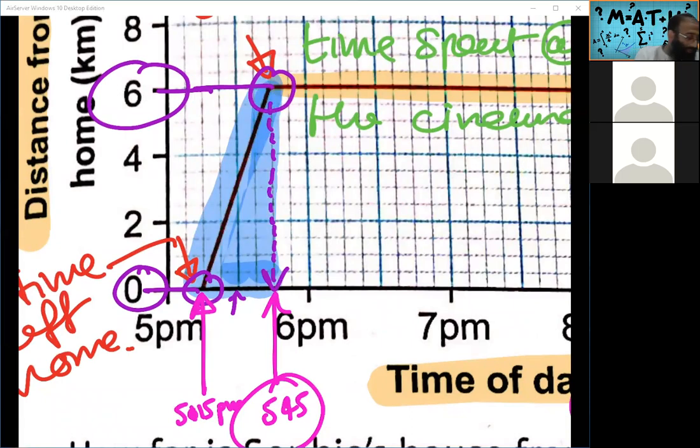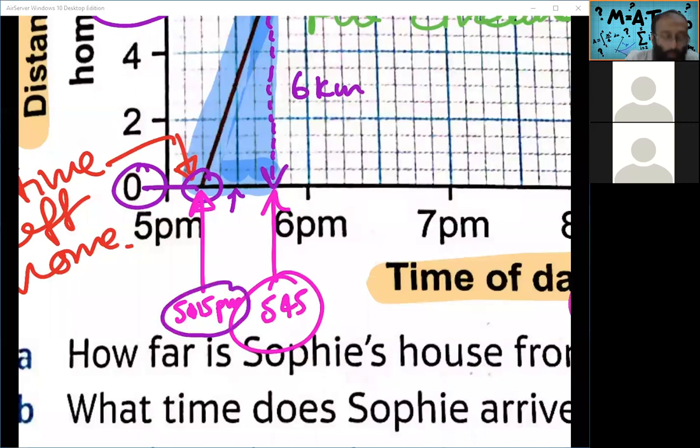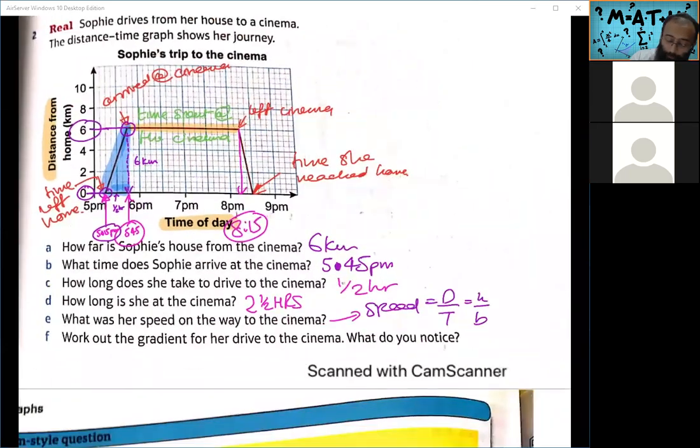So what is the distance, Layla? 6 kilometers. And what's the base? The time, so it would be from 5:15 to 5:45, which is half an hour, isn't it? Yeah, half an hour. Now here comes the interesting bit. The height is 6, and the time is a half.